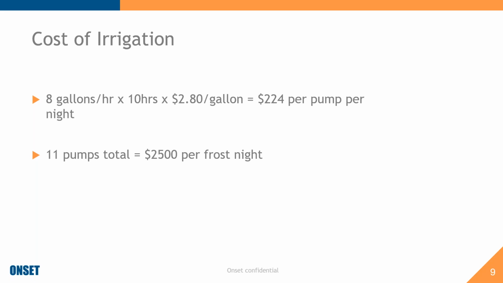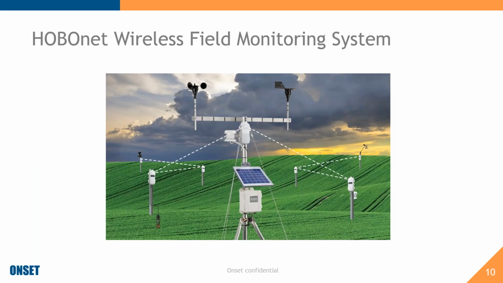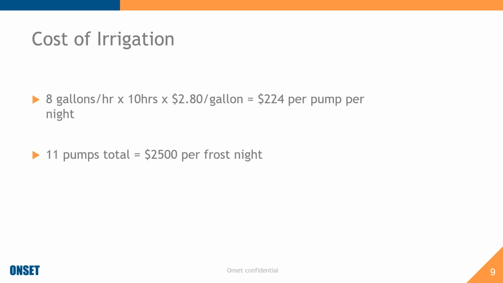For 11 pumps, this comes out to $2,500 per night. So quite a large cost for what is relatively not a very large operation, but costly at that. And then one thing that I forgot to mention, this is fuel alone. This doesn't include the cost for maintenance. So after running these pumps all night, there may be maintenance costs involved, and depending on where you're located, you may have costs associated with the actual water usage.